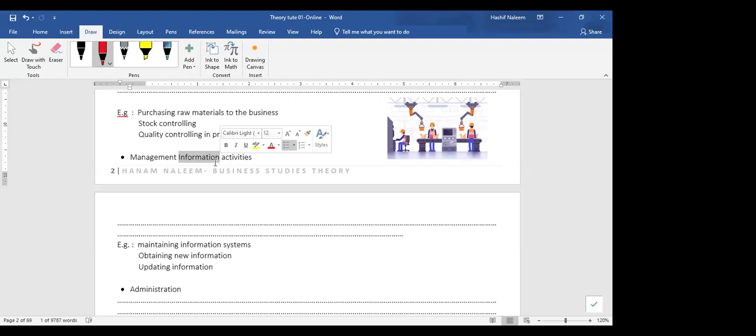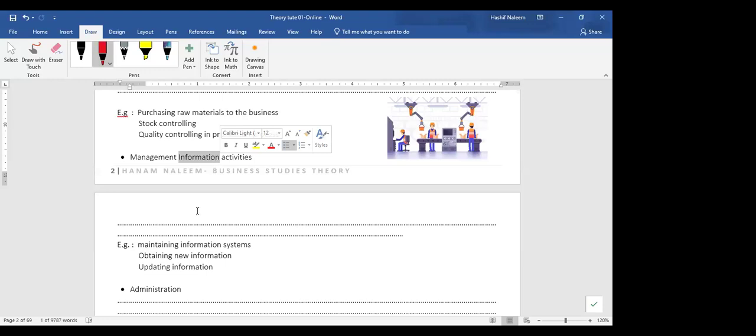But can you see this same management information activity in other businesses? No, it's not common for every business. For some businesses, information is very important wealth, but for some businesses, management information is not important at all. So management information simply means you are managing and controlling the information.